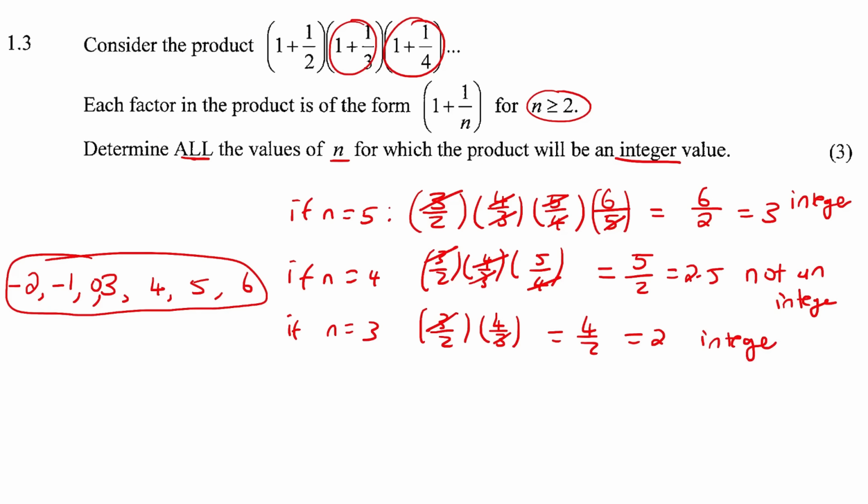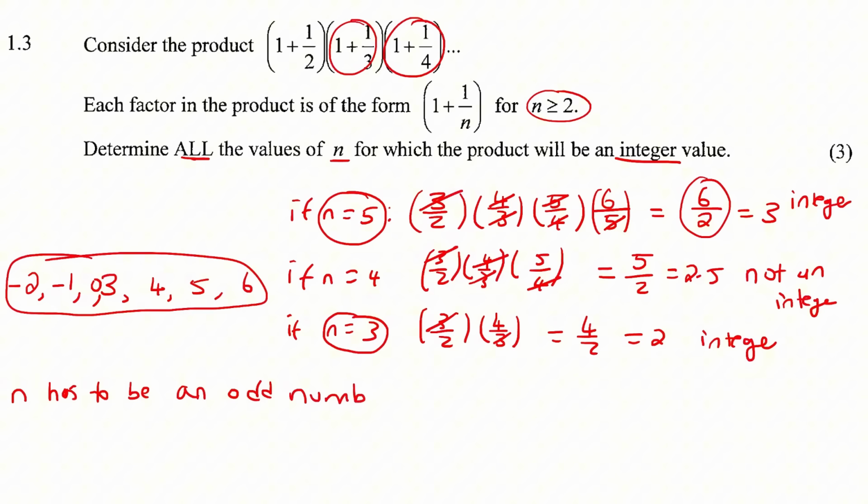What you're going to notice is that whenever n is an odd number, then it ends up causing the things to cancel, and you end up with a nice answer at the end, like a 6 over 2 or a 4 over 2. But as soon as n is an even number, then you end up getting an odd number at the top here, and it ends up not giving you an integer. So it has to be an odd number, and it works, but it must be an odd number bigger than 2, because they said that n has to be bigger than or equal to 2. So n has to be an odd number bigger than 2. Okay, so n could be 3, 5, 7, 9, 11. Then it works out really nicely.